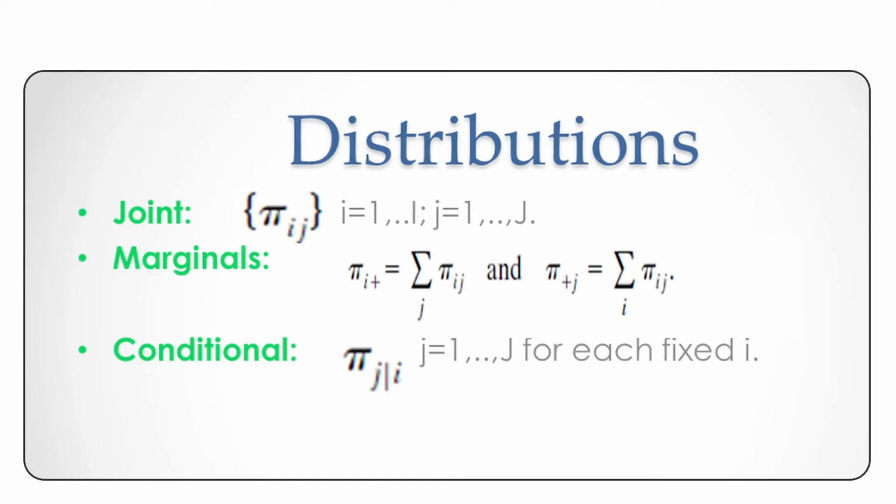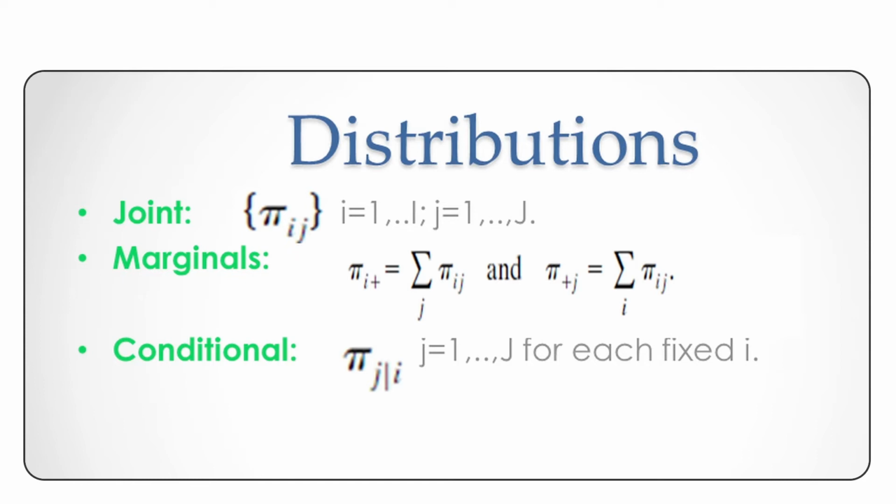We could ignore one of the sources of classification, that is, we could either ignore the rows or the columns and sum over them and get the marginal distributions. The marginal distributions are specified by pi i plus equal to summation over j pi ij, which is summed over the columns and gives the marginal distribution across the rows. Of course, summation pi i plus over i is equal to 1. Similarly, we can define the other marginal distribution pi plus j equal to summation over i pi ij, which is the marginal distribution across the columns.